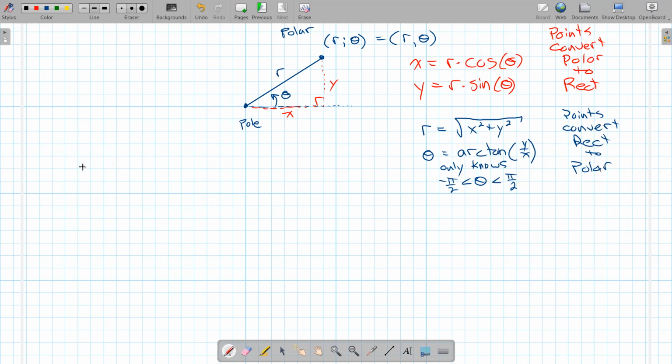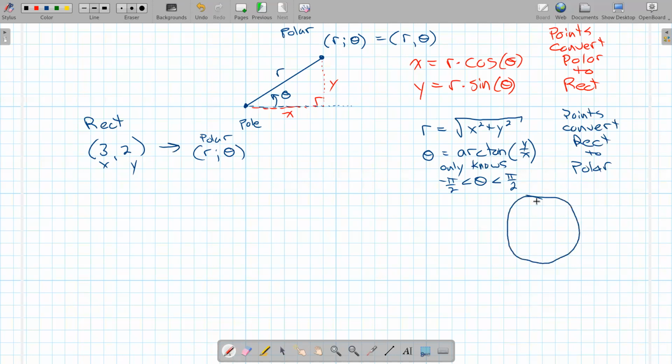So for example, earlier, I had the point 3, 2 in rectangular, and I want to convert that to some polar points. I'm going to use my semicolon notation. So to do that, this is my x and that is my y. Plugging in x and y here is going to give me the r that I want, and plugging in x and y here is going to give me the theta I want. And I just have to double check, is this in a quadrant that the arctan knows about?